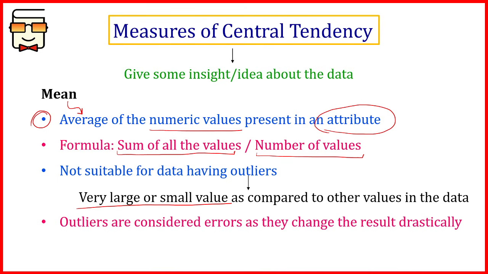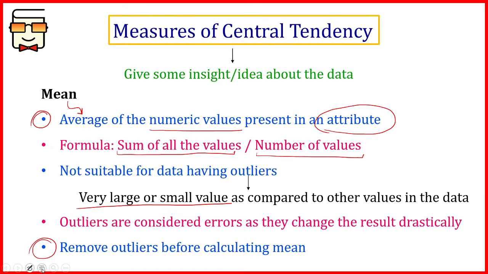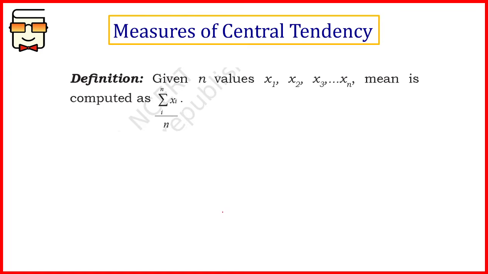So the mean is not very suitable in the case when the data has outliers. Either you can use some other measure or you can remove outliers in this case. The better way is, when you have to use the mean, you remove the outliers before calculating the mean, right? Now let's take an example.